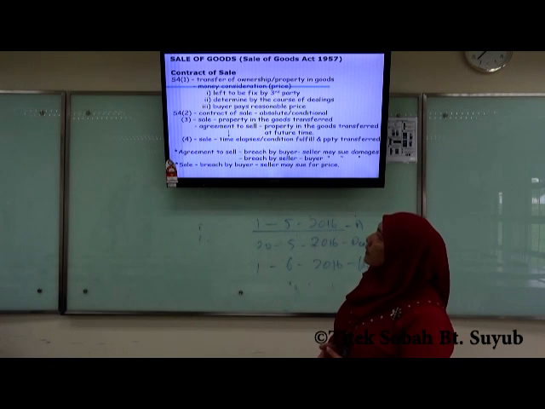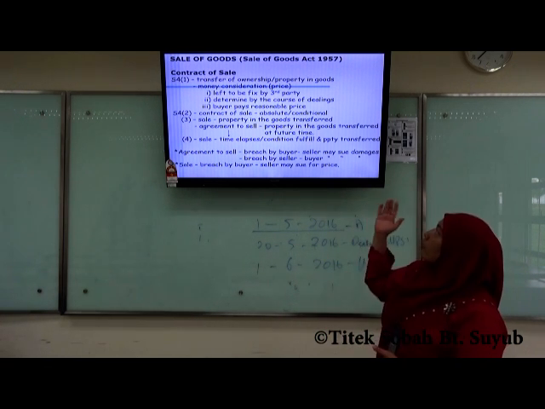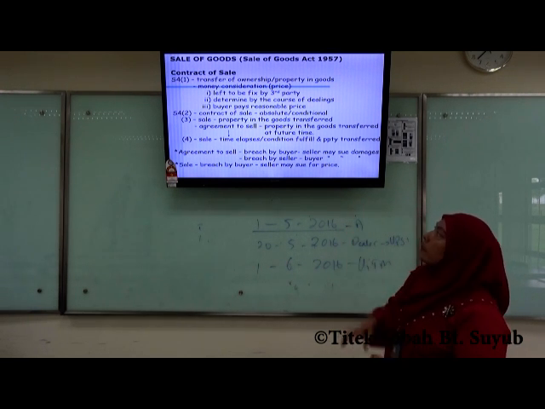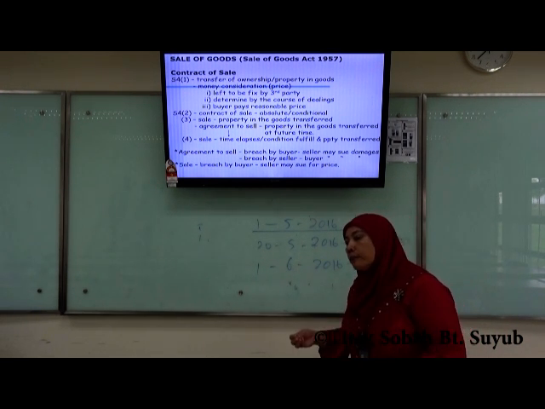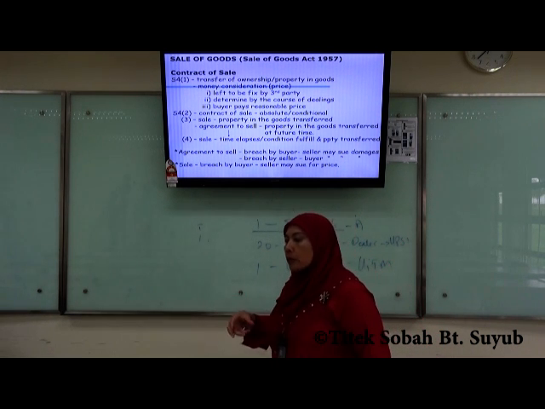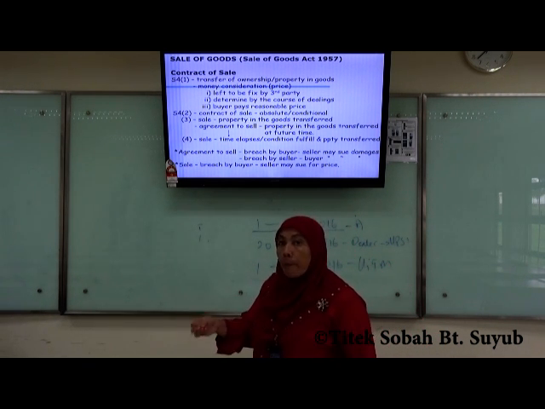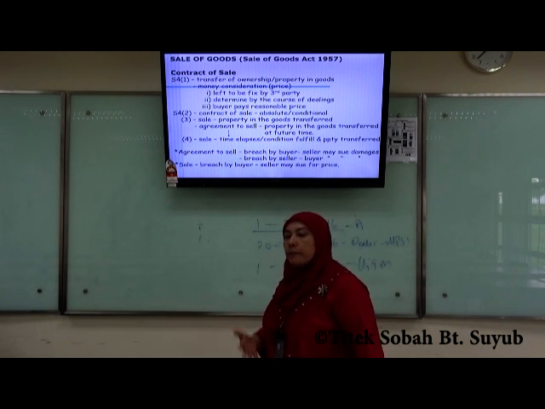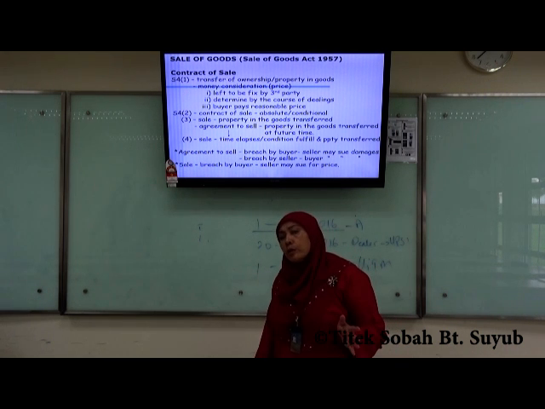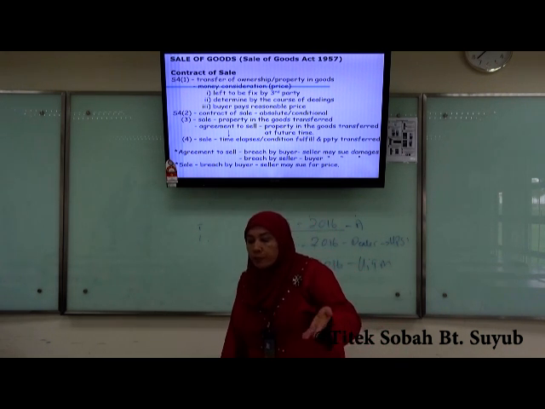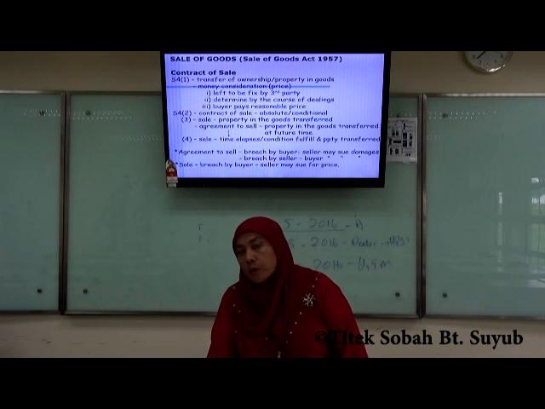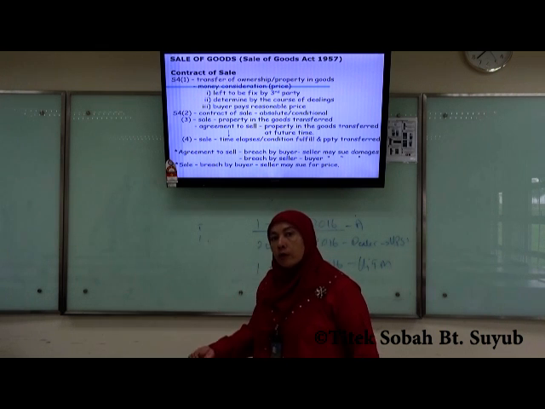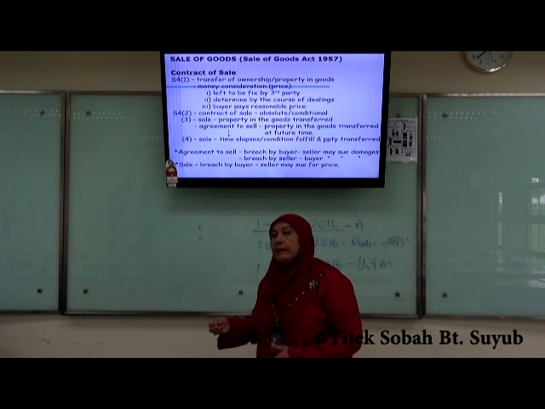Under section 4, subsection 1 of this Sale of Goods Act, a contract of sale involves two things. One, it is a transfer of ownership of property in the goods. We are talking about transfer of ownership of property in the goods, not the transfer of goods. So if there is no transfer of ownership or transfer of property in the goods, that will not be considered as a contract of sale. Because under a contract of sale, there must be transfer of ownership or transfer of property in the goods.